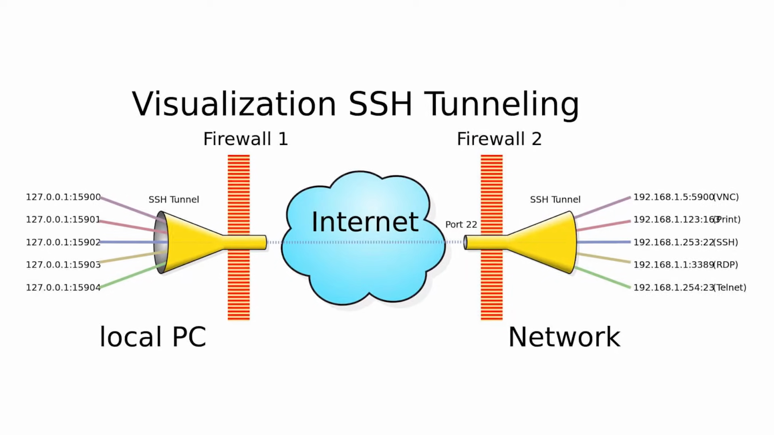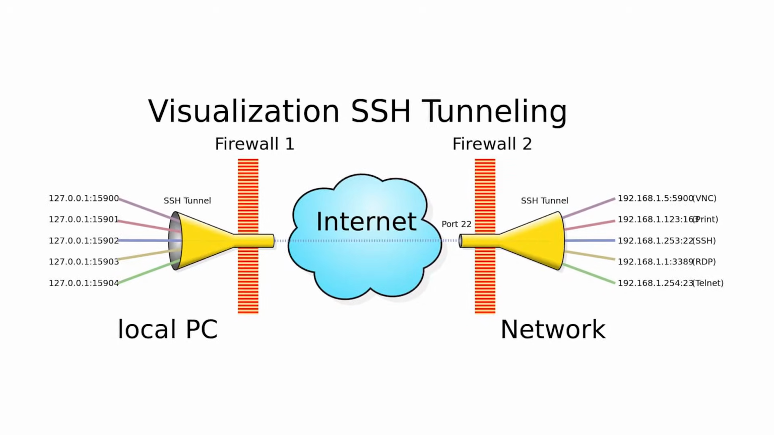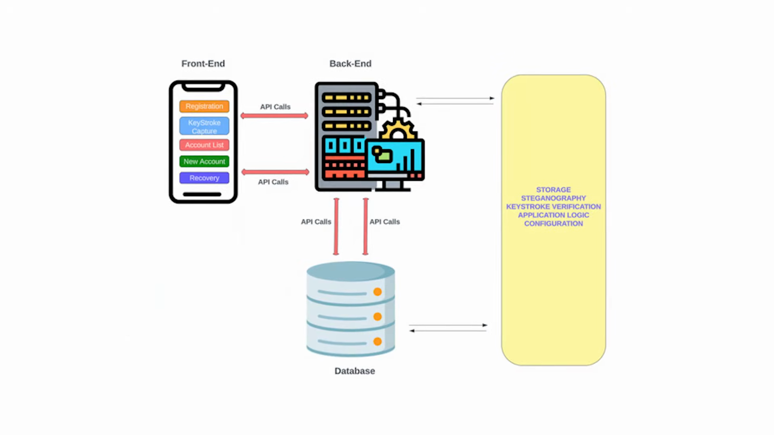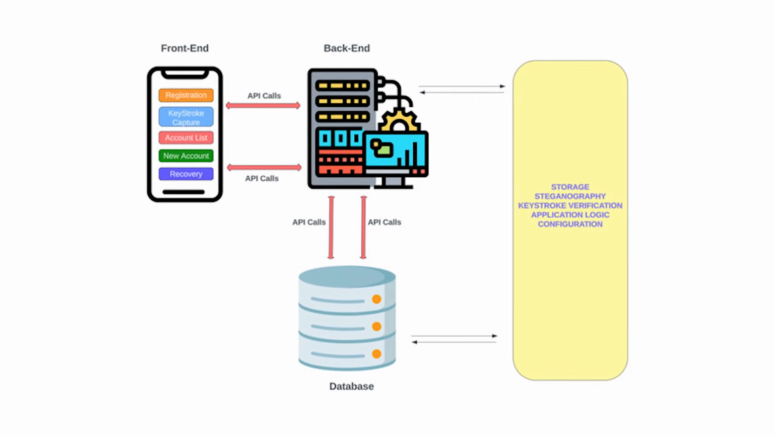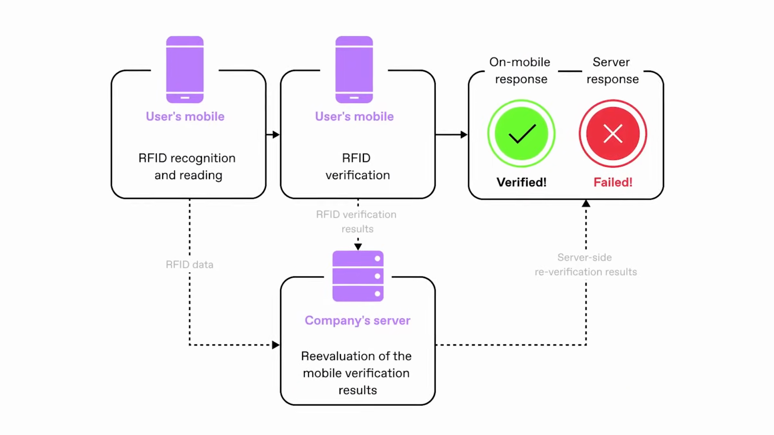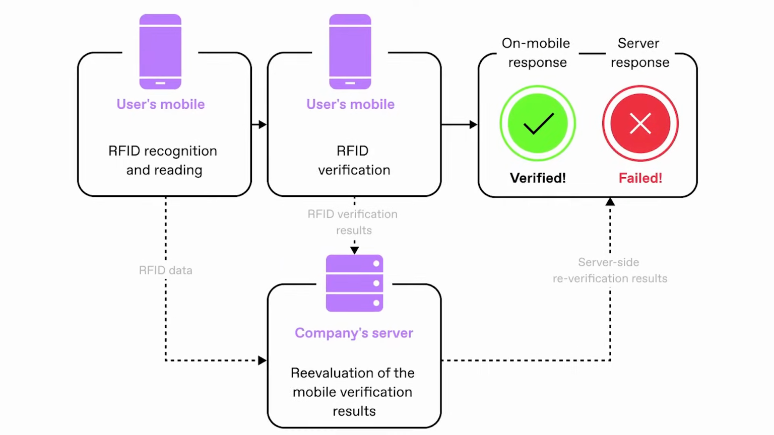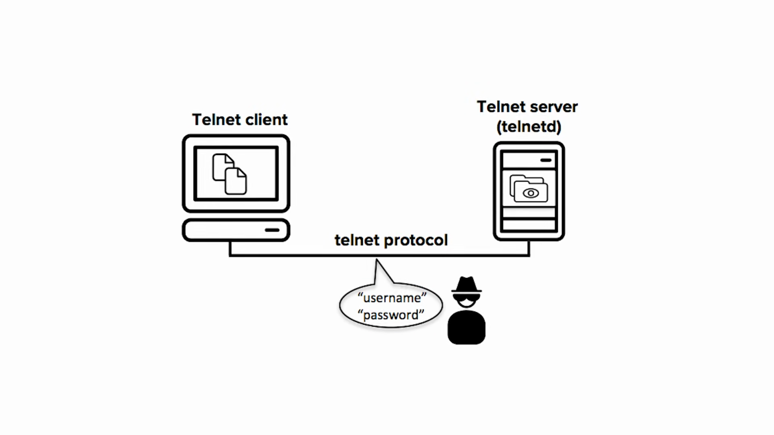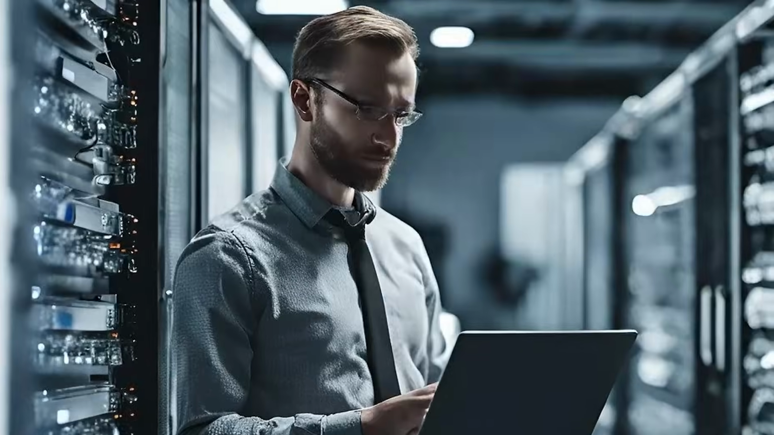All data exchanged over a Secure Shell connection is encrypted, which means even if someone intercepts the traffic, they cannot read it. Authentication is handled either through a password or through cryptographic keys, which are essentially a matched pair of long encrypted strings that verify identity without sending a password at all. Secure Shell replaced an older protocol called Telnet, which we will get to shortly, and it remains the standard tool for remote server administration across the entire industry.